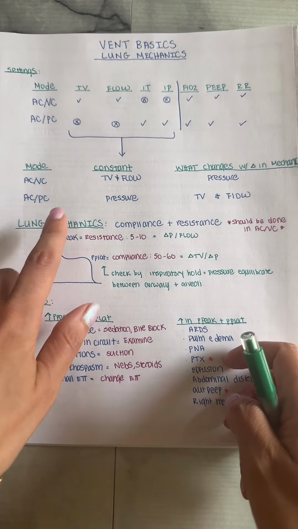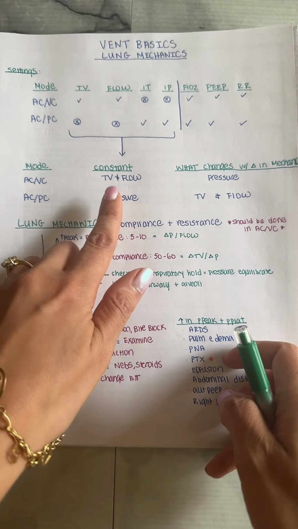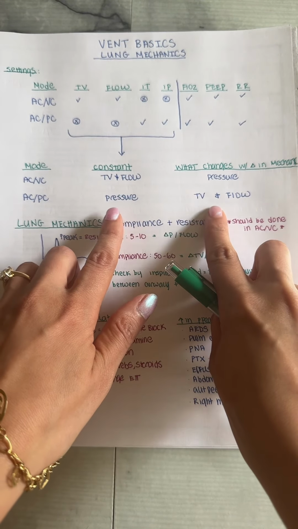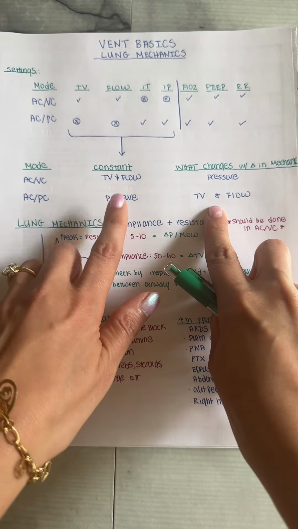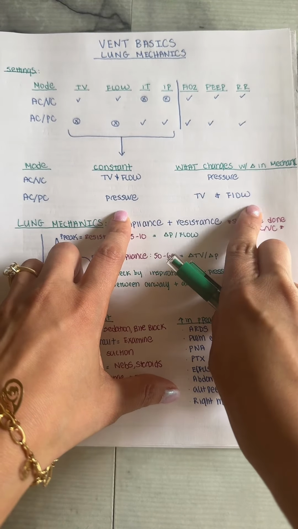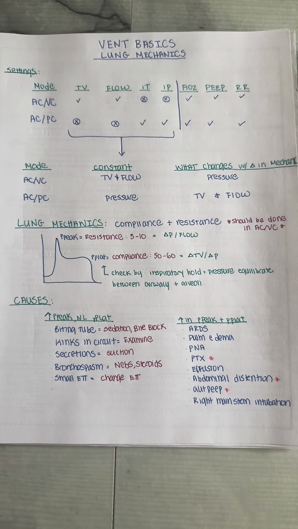So in volume control, the tidal volume and flow will always be constant. What will change is your pressure. And opposite, in pressure control, what's constant is your pressure, and what will change if your lung mechanics change is your tidal volume and flow. So that's your clue that something else is going on.